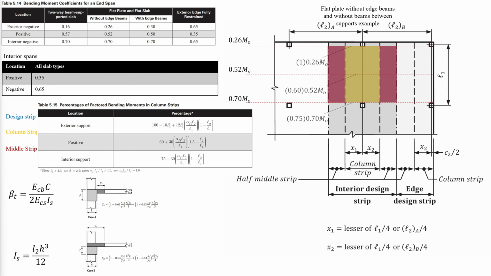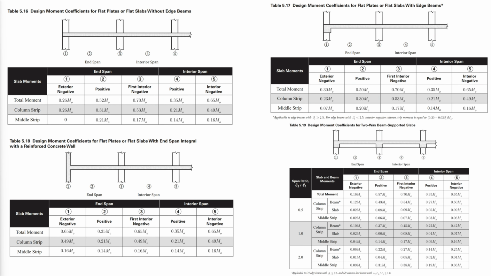Thus, the following values are examples of percentages of the moment m0 in the column strips for a flat plate slab without edge beams and without beams spanning between supports. The following is a summary for the total moments and their distribution to the column and middle strips at the critical section for all the discussed types of two-way slabs.